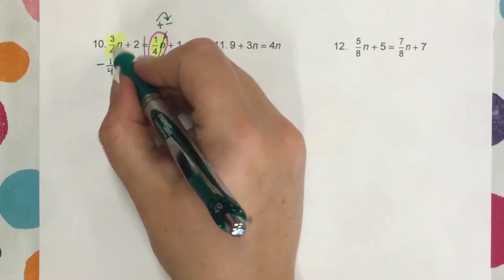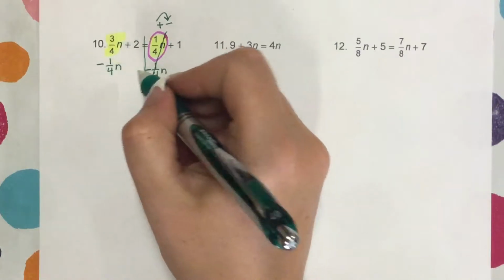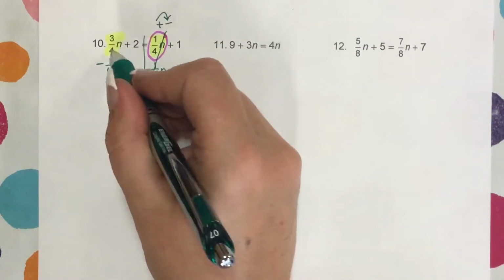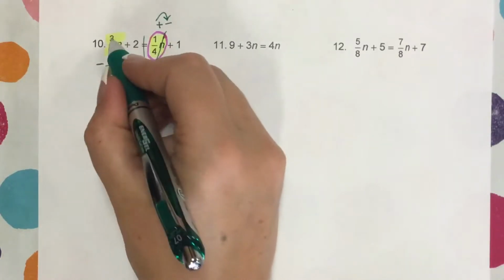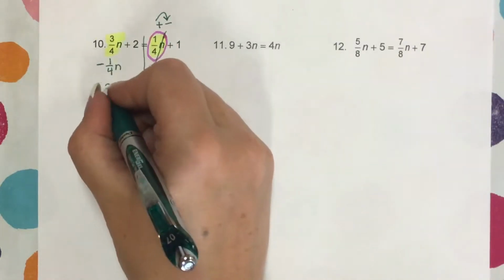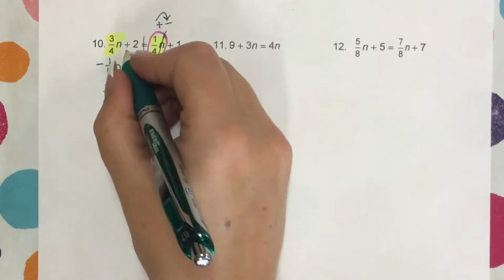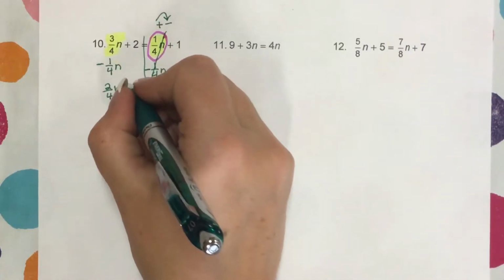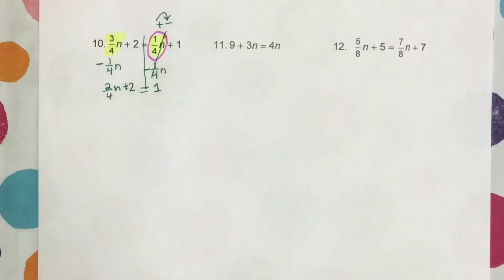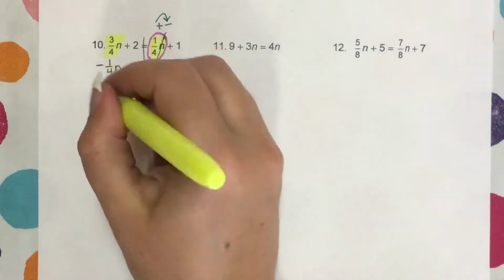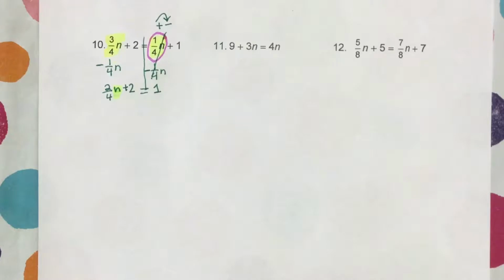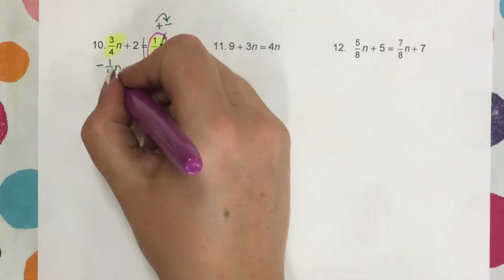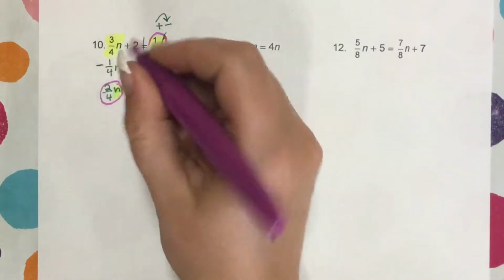Then we come over here, 3/4 n minus 1/4 n. The great thing about this is it has a common denominator, so I'm going to keep that common denominator of 4 and just go 3 minus 1, which is 2 n. And then I'm going to bring this down plus 2. I'm still trying to figure out what n is. This is a two-step equation, so I'm going to keep this together until the very end.